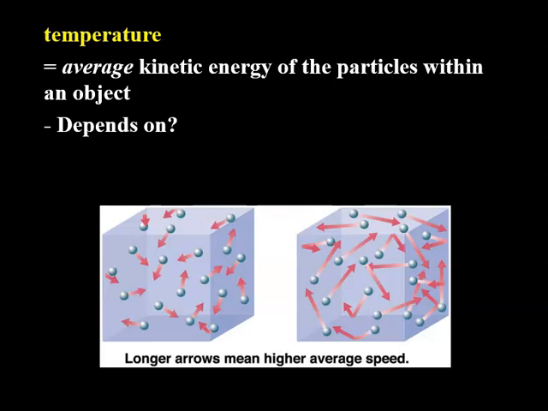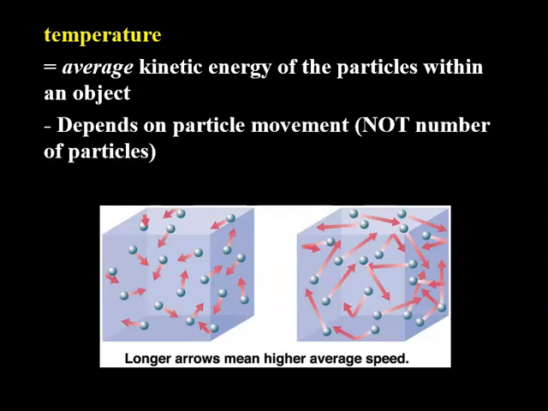So let's see which one represents having a higher temperature. The left box, the right box, or do they have the same? It is the right box that has a higher temperature because the particles are moving faster. So we see that temperature depends on the particle movement. It won't depend on the number of particles.